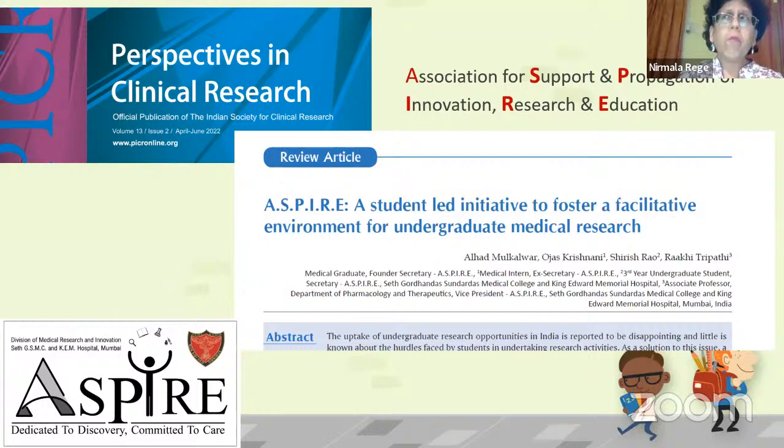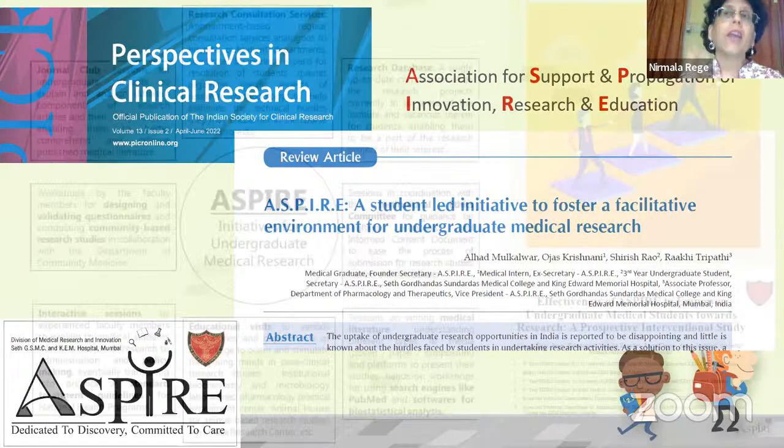also started feeling that they are not very equipped with research skills. They wanted to apply for studentship, but at times the faculty is not supporting it, and therefore there are multiple hurdles, and they themselves took an initiative and constituted this association, which is called the Association for Support and Propagation of Innovation, Research and Education. The acronym is ASPIRE.